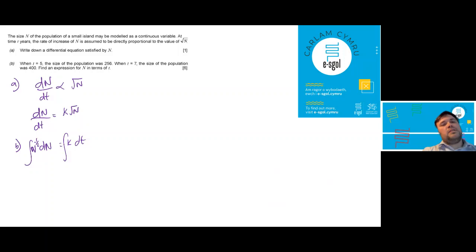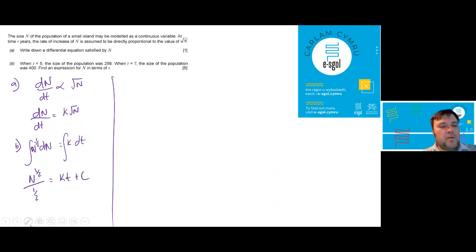So if we integrate this, minus a half increased by 1 is going to give you a half. So divide that. So it is going to be n to the half divided by a half, and that is equal to kt. And again, we've got our plus c.